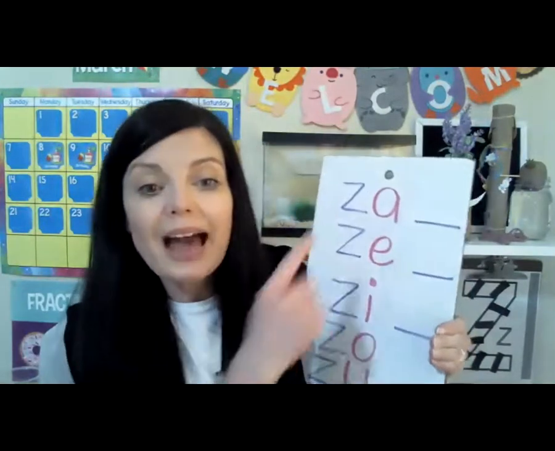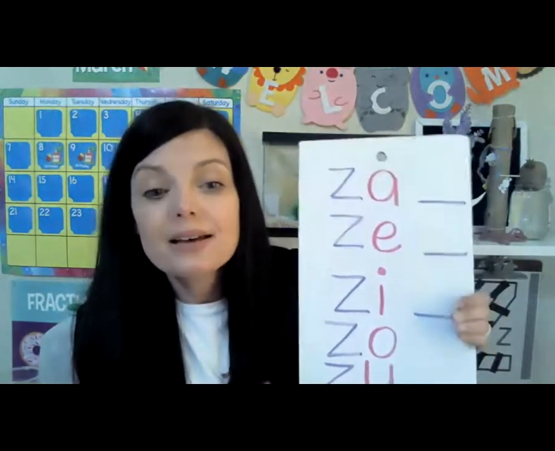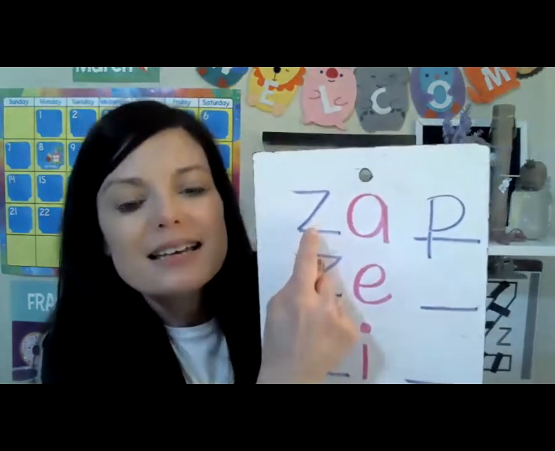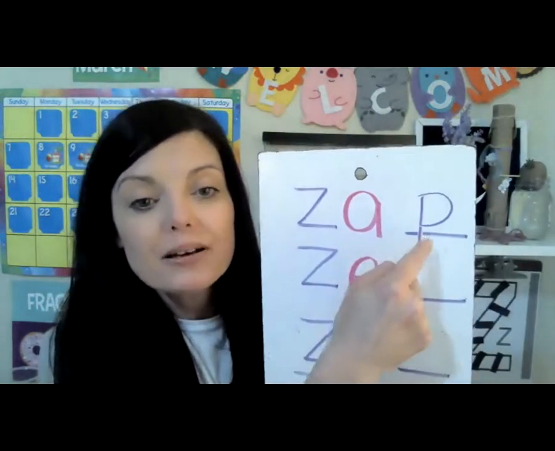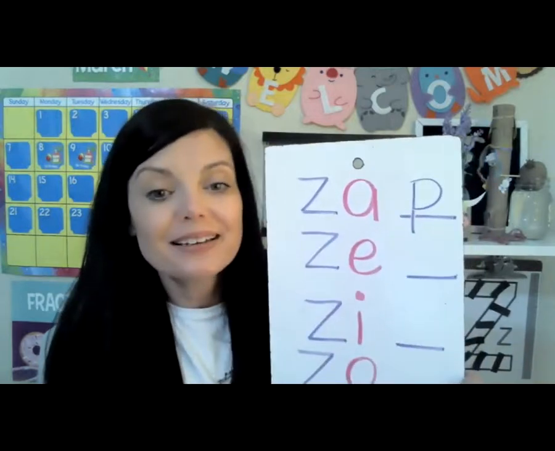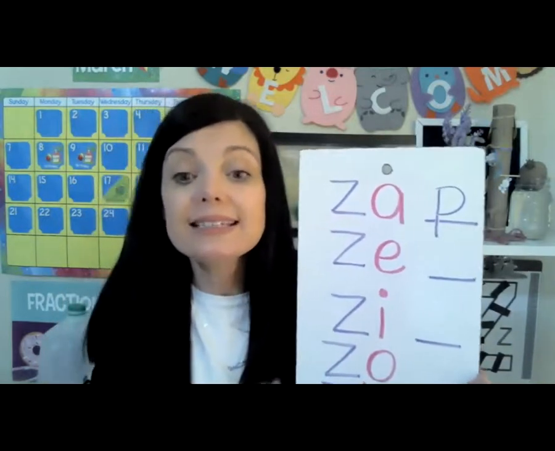The first one, I want to say zap. So what letter says p, p, p, like popcorn? P, p, p, p. That's letter P. So let's read this word. Zap, zap, zap.